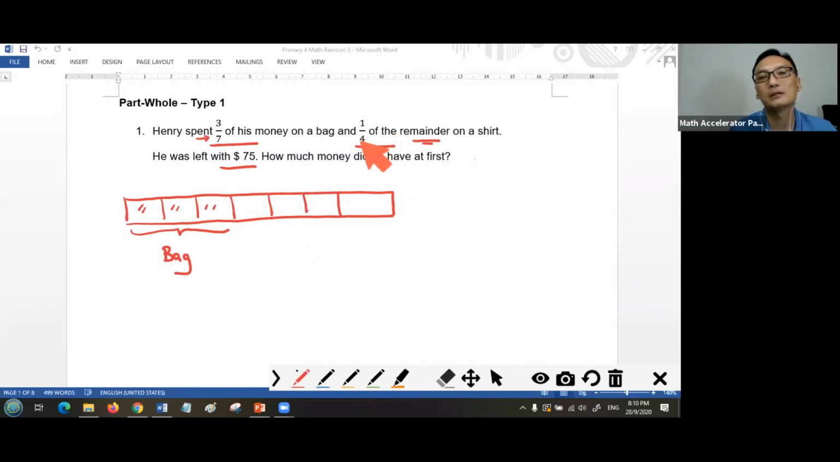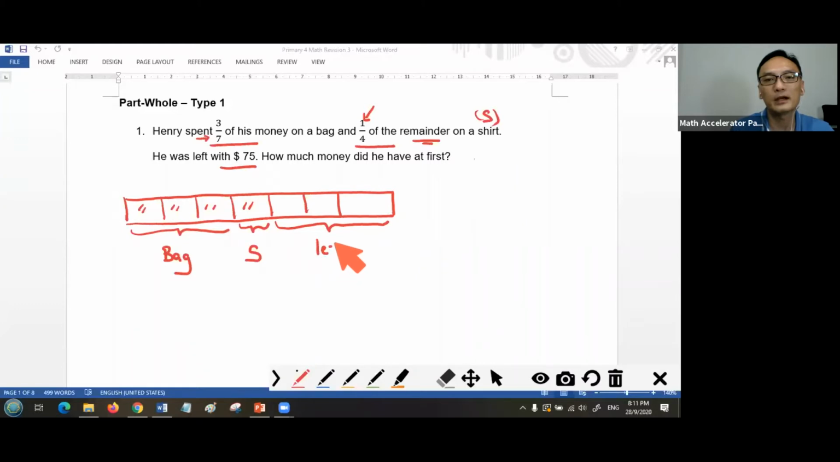Now, the next thing is 1/4 of the remainder on a shirt. Let's see. We have 1, 2, 3, 4. So out of 4 units, we're going to shade 1 unit. That's right, Amber. We're going to shade 1 unit for the shirt. So I would like everybody to do the same thing. You shade this unit, and you can write S for shirt. You can put the letter S. So this is the amount left.